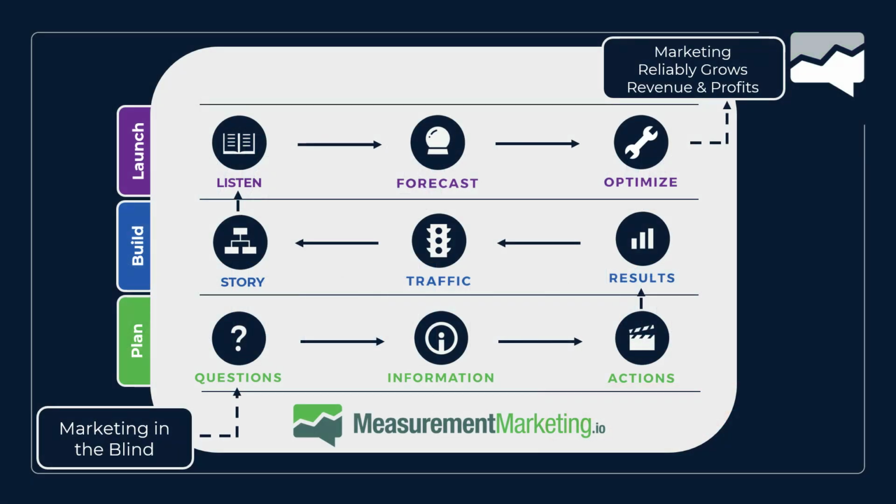Now, as we go through any of our learnings, we need to remember our measurement marketing framework that helps us go from marketing in the blind to marketing where we can reliably grow revenue and profit. When it comes to Facebook, it's our traffic, and providing it with information like email, if we are allowed to, helps it in the algorithm.